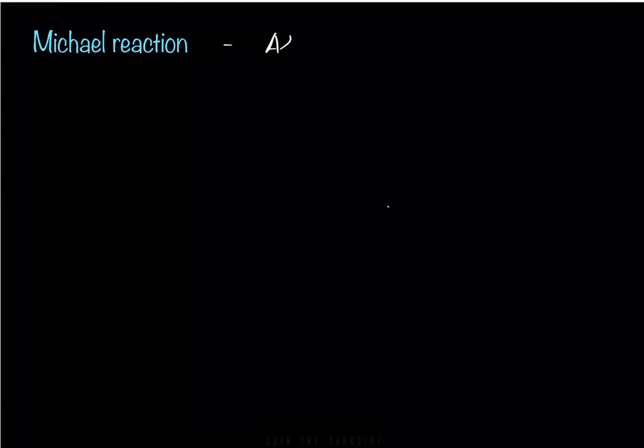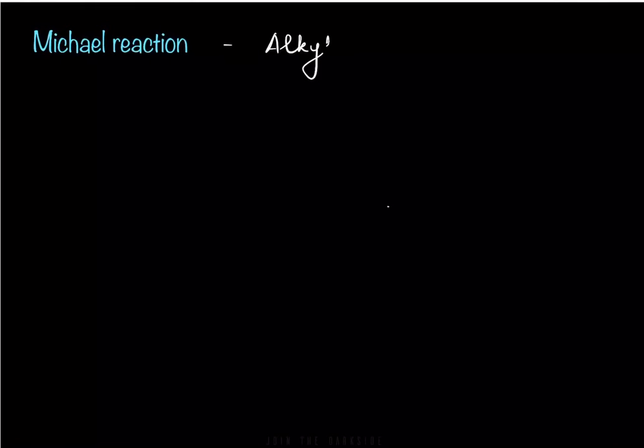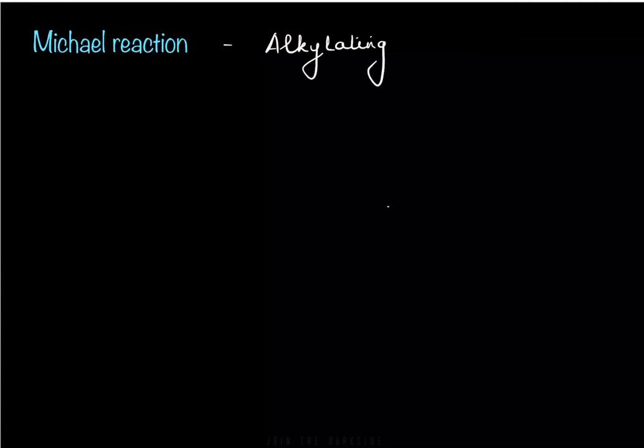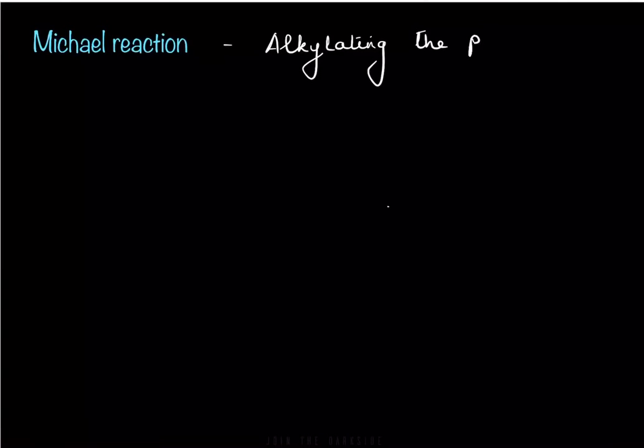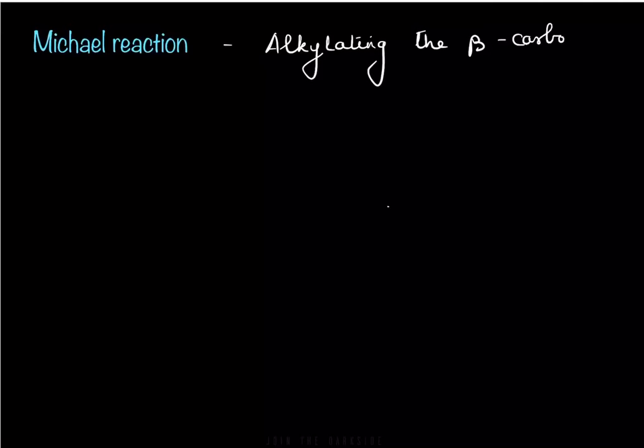Hello everyone, in this video we are going to talk about Michael reaction. Michael reaction is used for alkylating the beta carbon of the carbonyl compound. So it is used for alkylating the beta carbon of the carbonyl compound. So now what is used for Michael reaction?